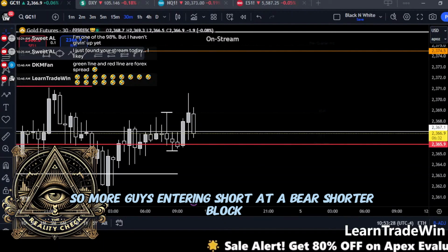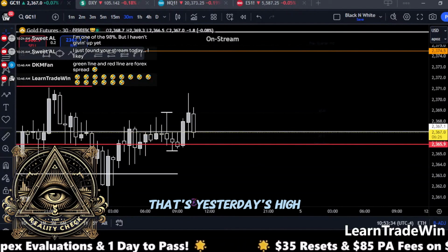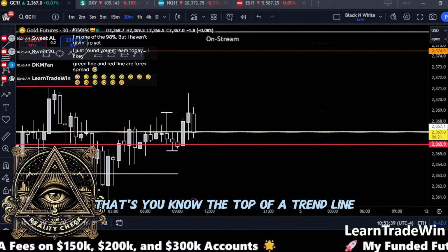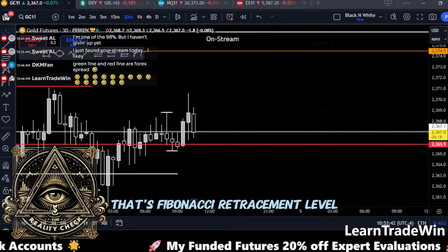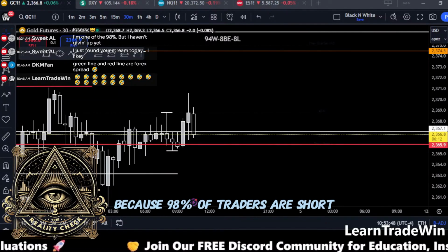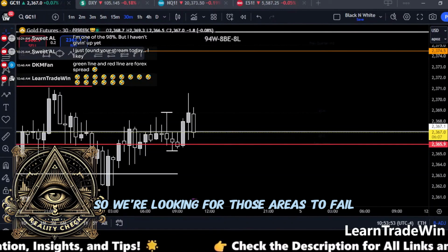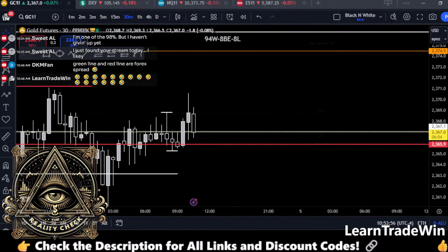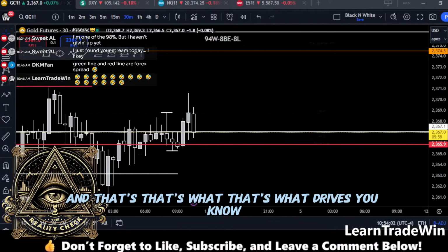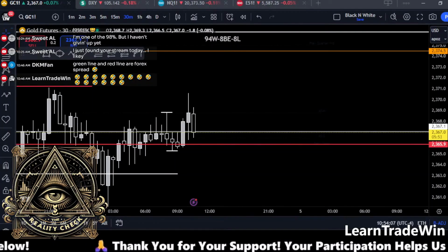So more guys entering short at a bearish order block, that's supply, that's resistance, that's yesterday's high, that's the top of a trend line, that's a Fibonacci retracement level, that's whatever you want to say. Those are the places I'm looking to trade, because 98% of traders are short. That's the whole purpose. So we're looking for those areas to fail, looking for the areas to be pushed through. And that's what drives our long orders in those areas. And that's where we are on the chart.